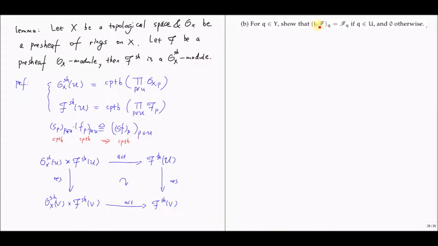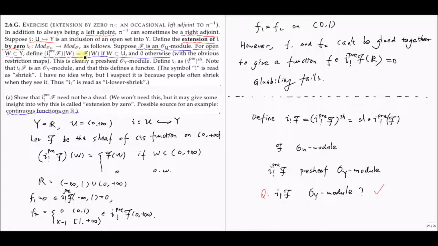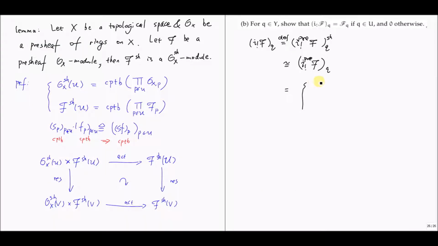Now let's compute the stalk of i shriek F. The stalk of i shriek F at Q is equal to the stalk of the sheafification of i shriek pre F at Q. But we know the sheafification preserves the stalks, so this is naturally isomorphic to the stalk at Q of i shriek pre F. But this, if we go back to look at the definition, is equal to the stalk of F at Q if Q is in the open set U. Otherwise, it will be 0.